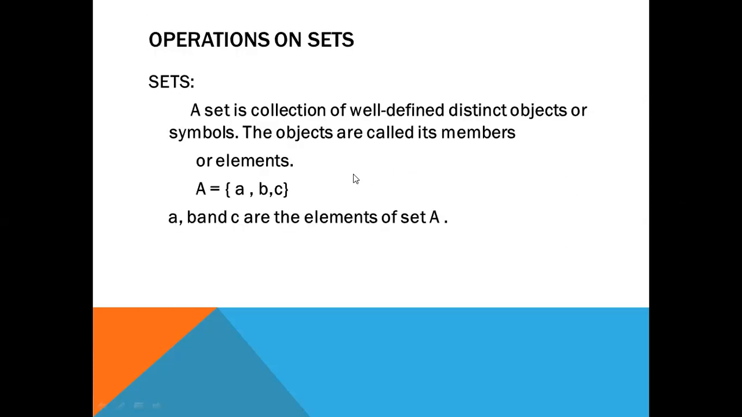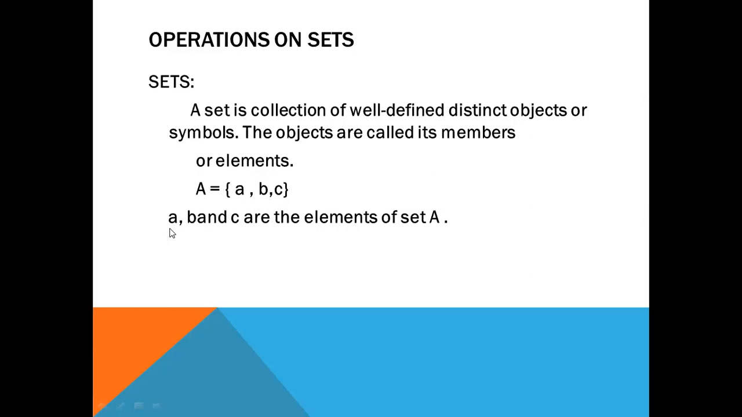In our daily life, we use many words about sets, like sofa set, tea set, water set. So according to this, a set is a collection of well-defined, distinct objects or symbols. The objects are called its members or elements, like A = {a, b, c}. We always represent the elements or members of the set with small letters, and we represent the set with capital letters like A, B, X, Y, Z.